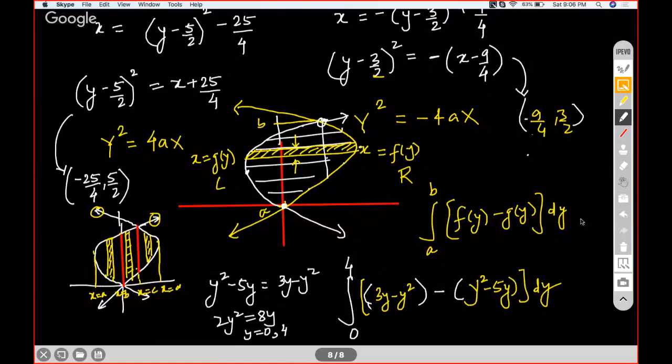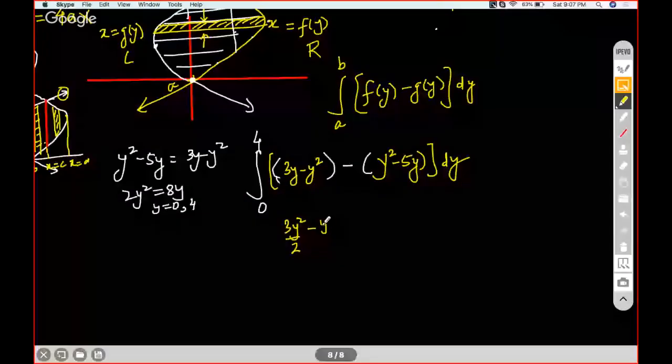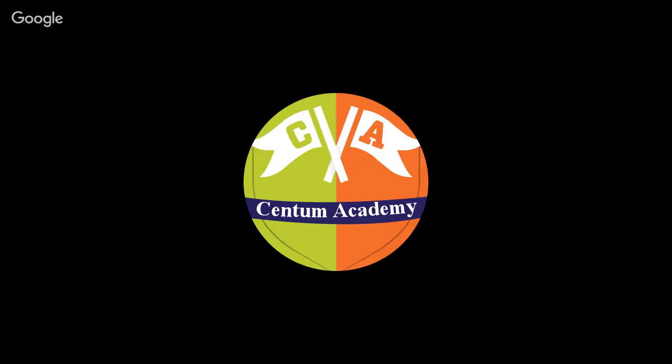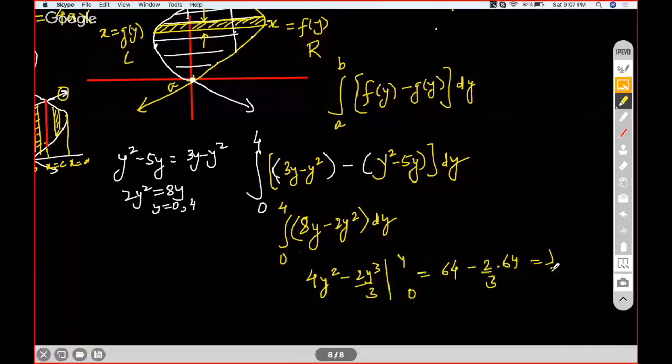Can we calculate this quickly? Let me combine it before I integrate it, because unnecessarily I would have to integrate twice. So it will be 8y minus 2y square, correct? Integrating, that will be 4y square minus 2y cube by 3. So that's going to be 64 minus 2/3 of 64. That's 1/3 of 64. That's the answer: 64 upon 3 square units.